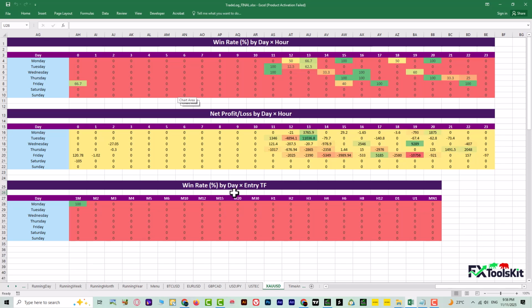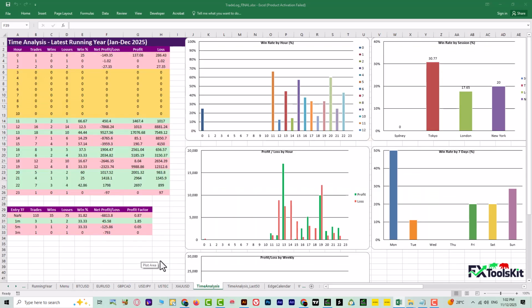Win rate by day entry time frame. It shows on which day and which time frame of the gold chart you traded and the win rate. Let's move to the time analysis sheet. In the time analysis sheet, it will show all the information based on your running year trades.